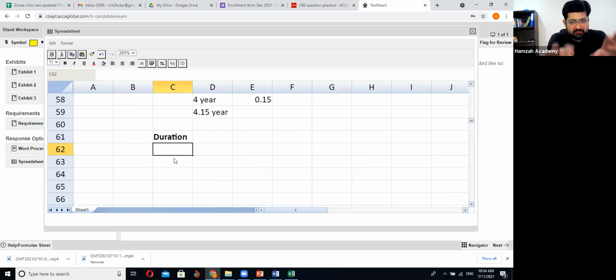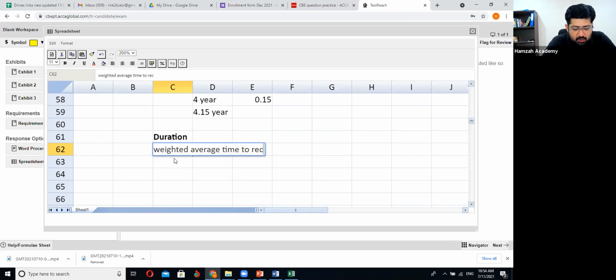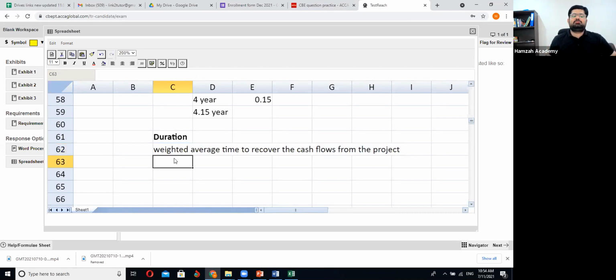Duration is our last topic for today. It is a first class, a trial class, and the majority of you are here for that. In the next class, we will study full 3 hours from next week. So I will cover duration. What is duration? It is the weighted average time to recover the cash flows from the project.